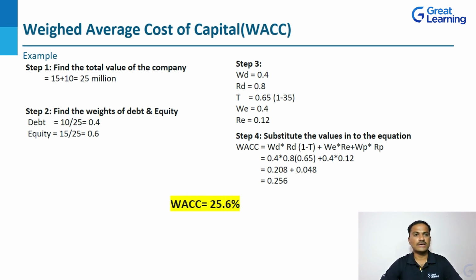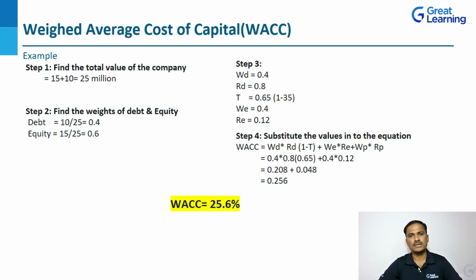So if you see, debt weight is 10 million divided by 25 million. That is 10 million is the value of debt. So the weight is 0.4. Equity weightage is 15 by 25. So 15 million is the equity and 25 million is the overall value of the company. So 0.6. So now we know what is the total value of the company and we know the weights of debt and equity.